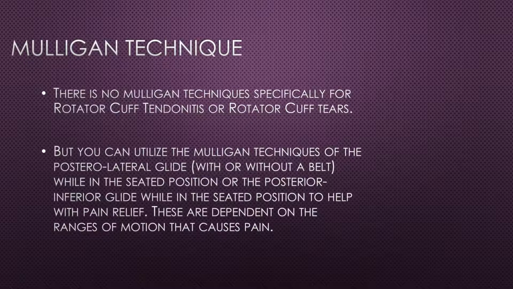Mulligan technique. There is no Mulligan specifically for rotator cuff tendonitis or rotator cuff tears, but as an athletic trainer, you can utilize the Mulligan techniques of the posterior lateral glide, with or without a belt, and the posterior inferior glide while the patient is in the seated position to help with pain relief. It is important to know that with these Mulligan techniques, they do not provide a healing atmosphere for the patient, and they are strictly dependent on the ranges of motion that cause pain to the athlete as well.